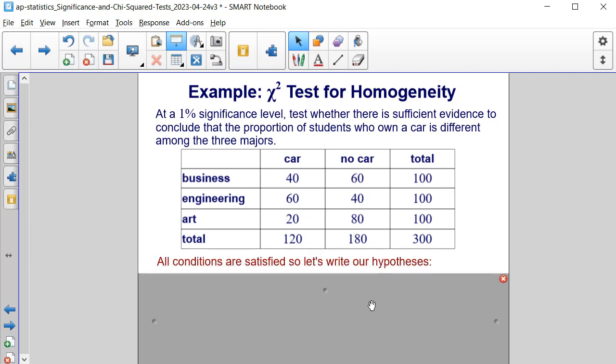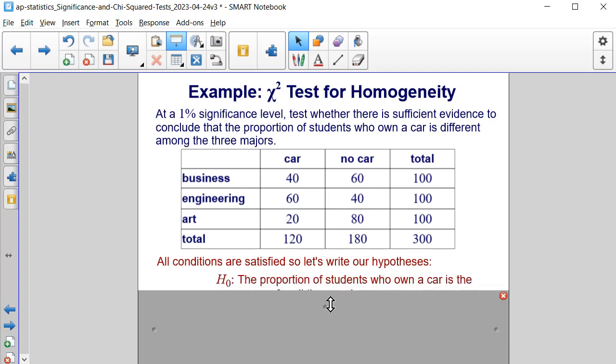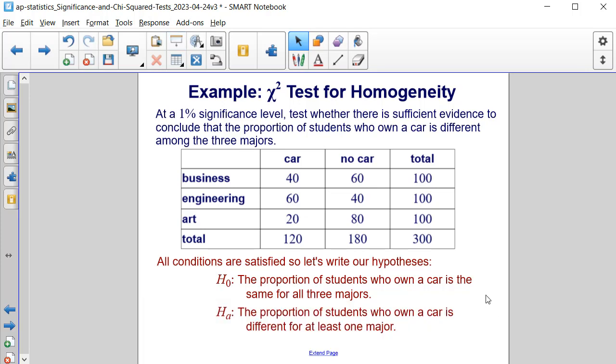So let's write our hypotheses. For our null hypothesis, we want the proportion of students who own a car being the same for all 3 majors. And then the alternative hypothesis will be the proportion of students who own a car is different for at least 1 major, making them not all the same for the 3 majors.